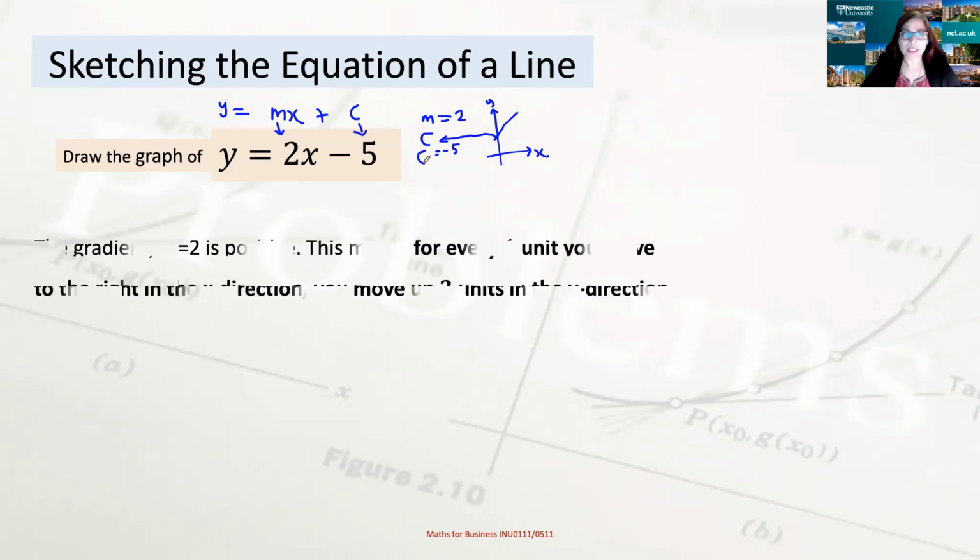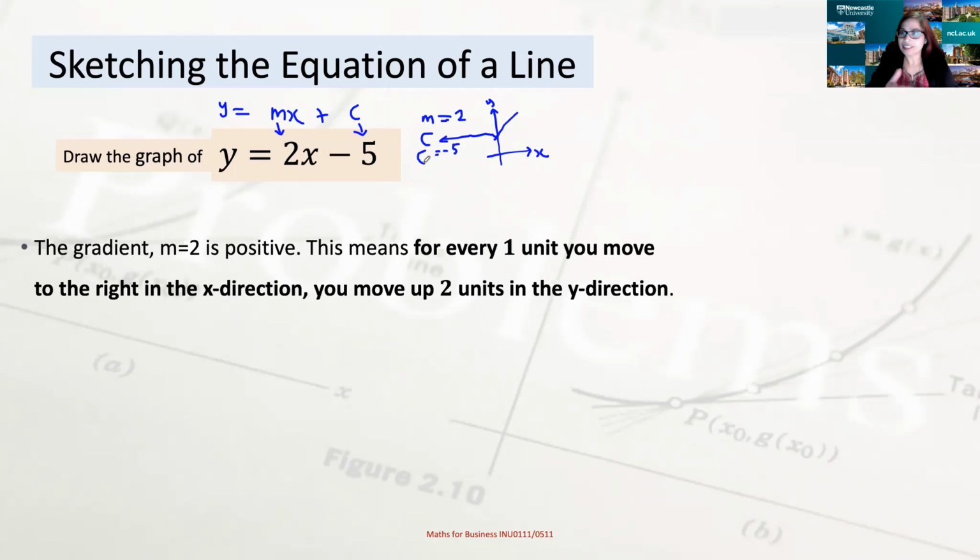How do you do that? Looking at that straight line, it's clear that the gradient m is equal to 2 and the straight line is positive. That means the straight line, as you go from left to right along the x-axis, you go up, isn't it? Because it's a positive gradient, this means for every 1 unit you move to the right in the x direction, you move up by 2 units in the y direction. We have seen that in week 5.